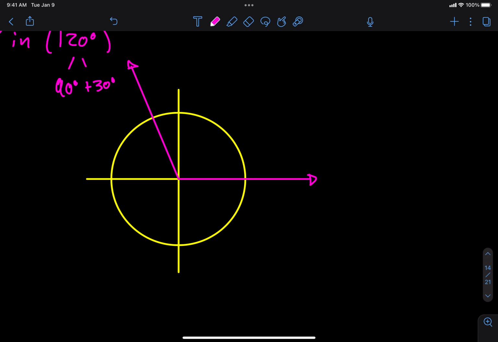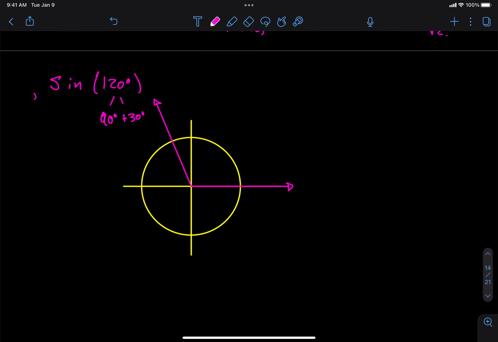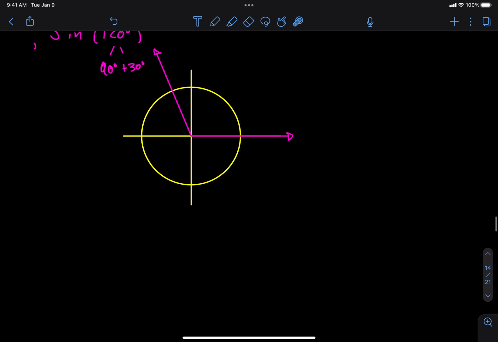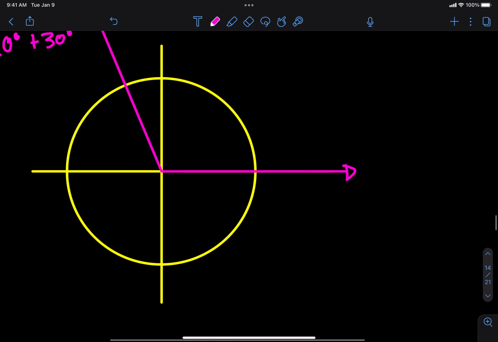Okay, so now what is my goal? My goal is to complete the triangle with a vertical line segment. So I'm going to put the point here. This is the point I'm interested in, and I'm going to complete the triangle using a vertical line segment. So I start at the point, and I go to the x-axis. You always start at the point you are on and go to the x-axis. So it looks like this.